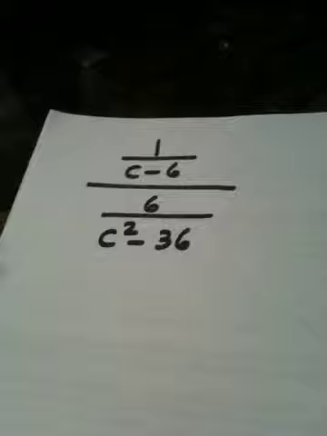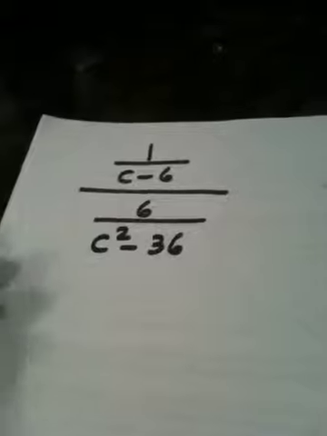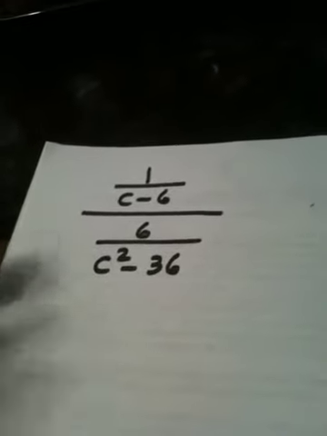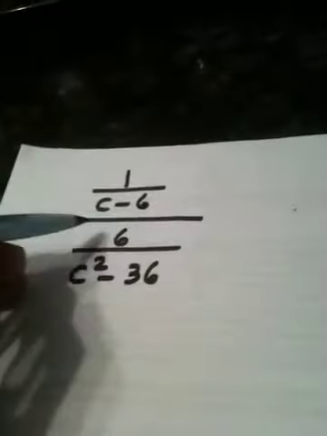Ladies and gentlemen, continuing with section 6.4, which is complex fractions, the first thing we need to do in this complex fraction, c minus 6 is virtually already factored. c squared minus 36 is really c minus 6 times c plus 6.